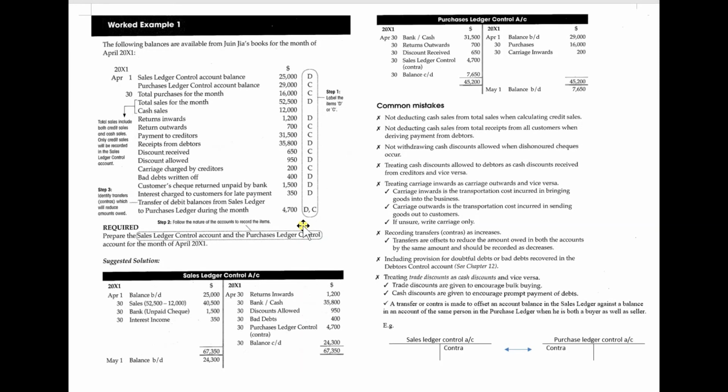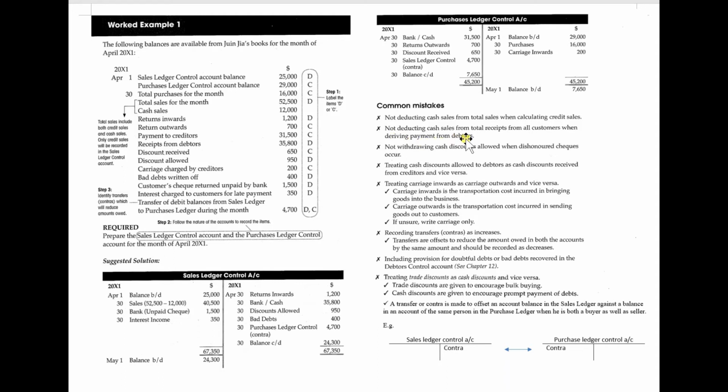Now the common mistakes I'll just very briefly go through because this is quite important. So now the common mistake number 1, not deducting the cash sales from the total sales when calculating the credit sales, because as we have learned before, you are not supposed to include the cash sales because this is the debtor account, so it's only the credit sales. Not deducting the cash sales from the total receipt from all the customers when deriving the payment from the debtors.